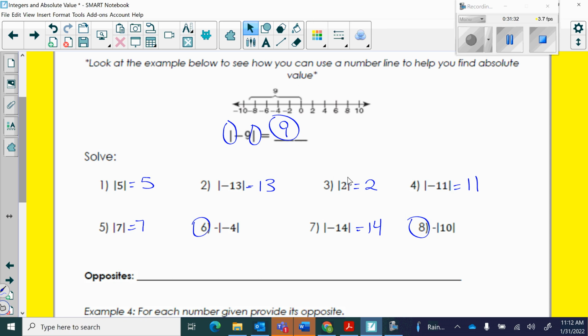Now, 6 and 8 both have something new. They have a minus sign or a negative sign outside of the absolute value. Yes? So this represents the opposite of. So what is the opposite of the absolute value of negative 4? Hold on. Let's start with what is the absolute value of negative 4? 4. So what is the opposite of that? Negative 4.